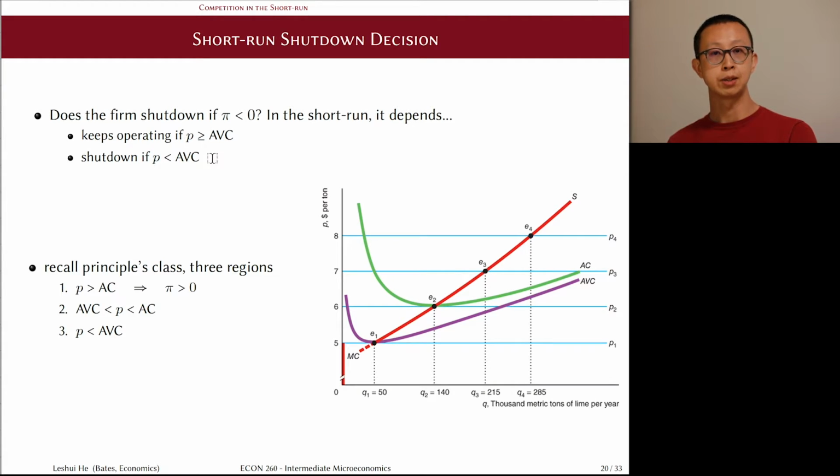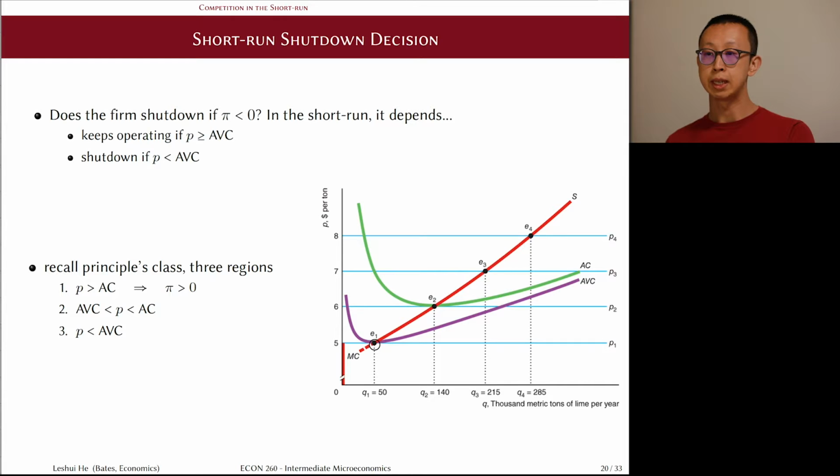In the principles class, you might have seen this graph marked at 3 different regions. When the price level is above the average cost curve, the firm makes a positive profit. When the price level is somewhere between the average cost level and the average variable cost level, then the firm will make a negative profit or a loss, but the firm should still keep operating with the loss. When the price dips below the average variable cost, the firm is better off shutting down.